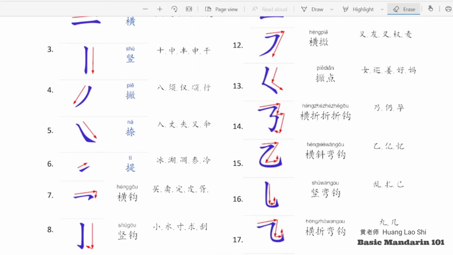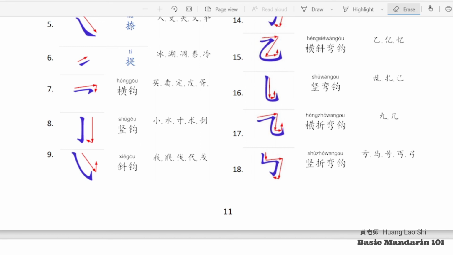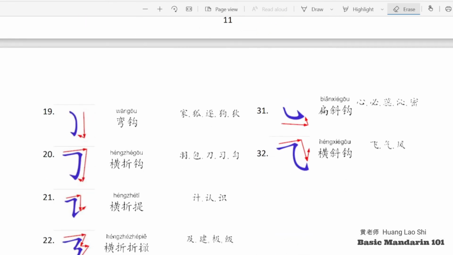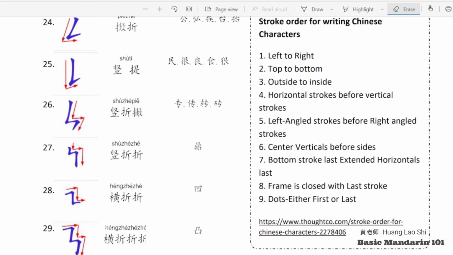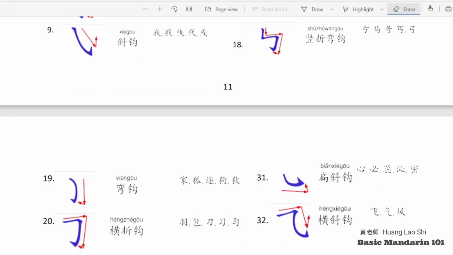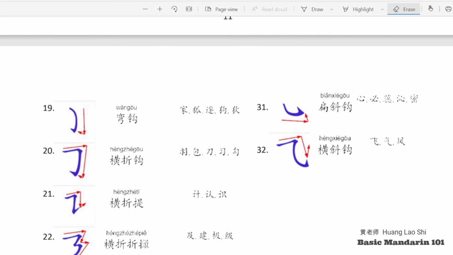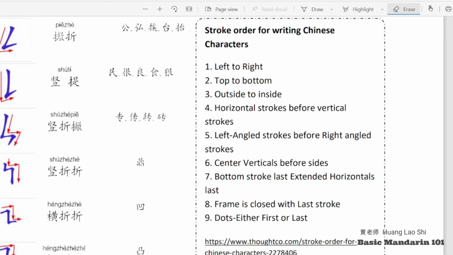Okay, now here are the other strokes. The other strokes are combined basic strokes. Sometimes I call them compound strokes, right? So there's about 32 strokes. Now here are the order for writing Chinese character. Okay, you can visit this website for further information.